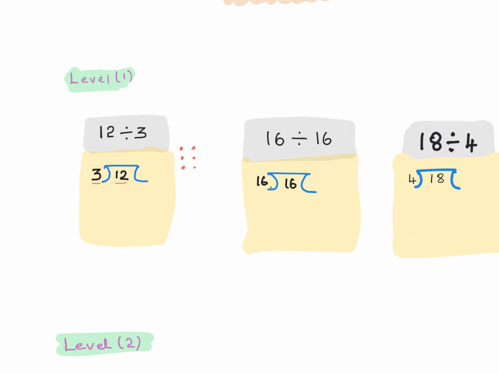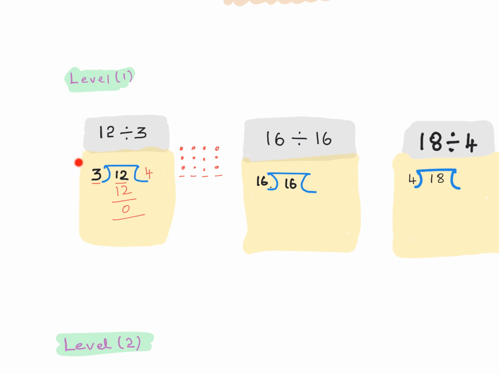1, 2, 3, 4. So in the 3 times table, 12, how many times? 3 fours are 12. So the balance is 0. Now we have done the division here.